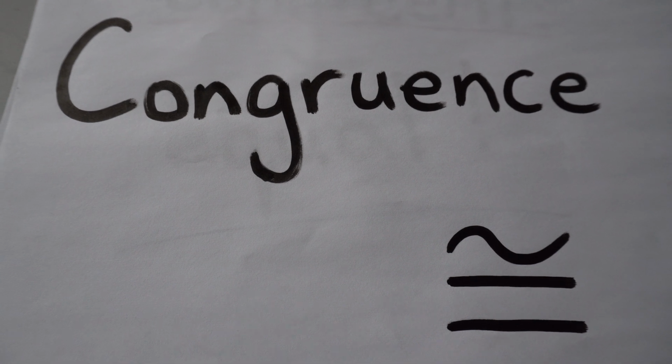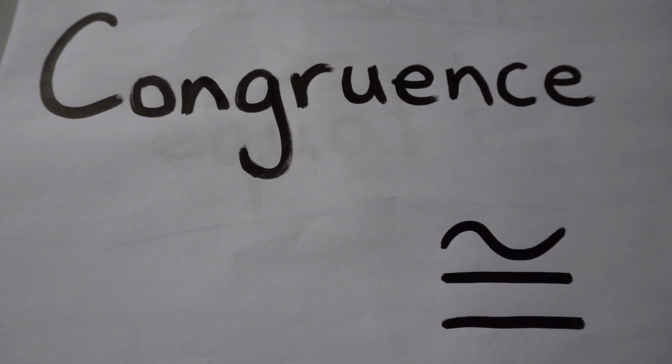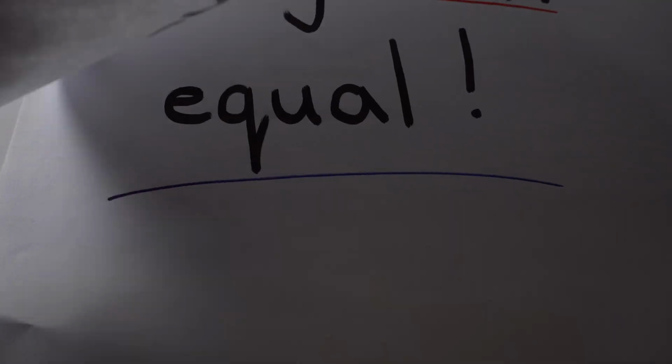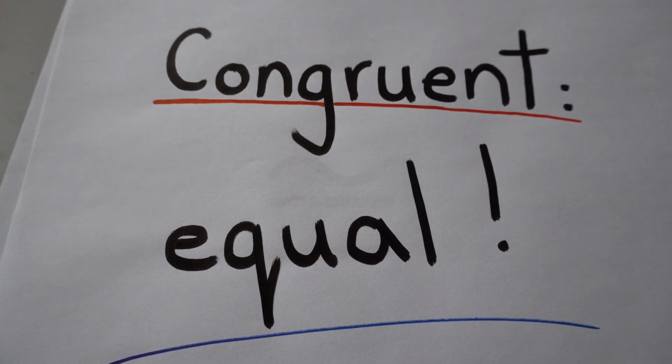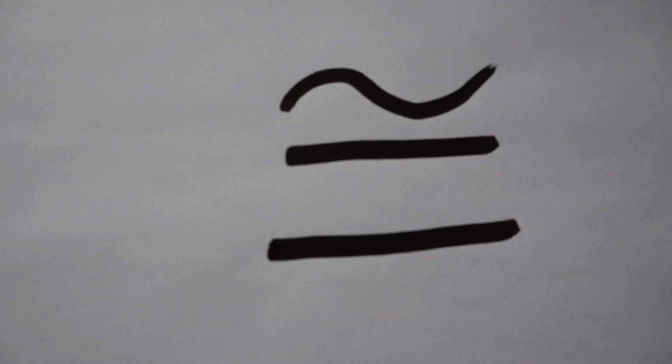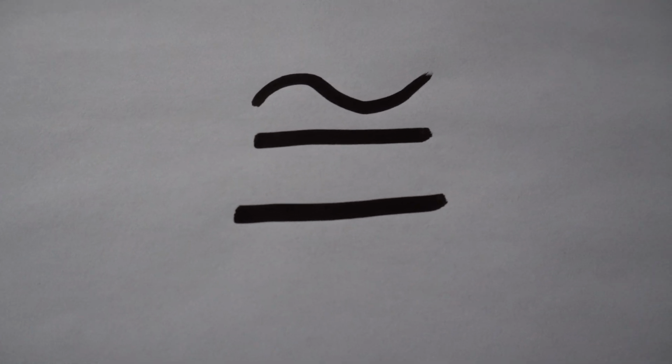All right, so today we're going to be talking about congruence and then how that applies to polygons. What does it mean to be congruent? Well, basically, to be congruent, it just means to be equal. We can show congruency with this symbol and state that two things are congruent or equal.